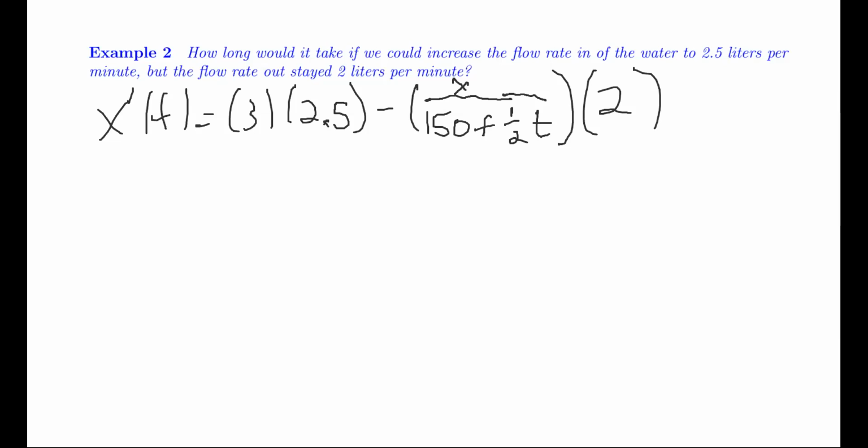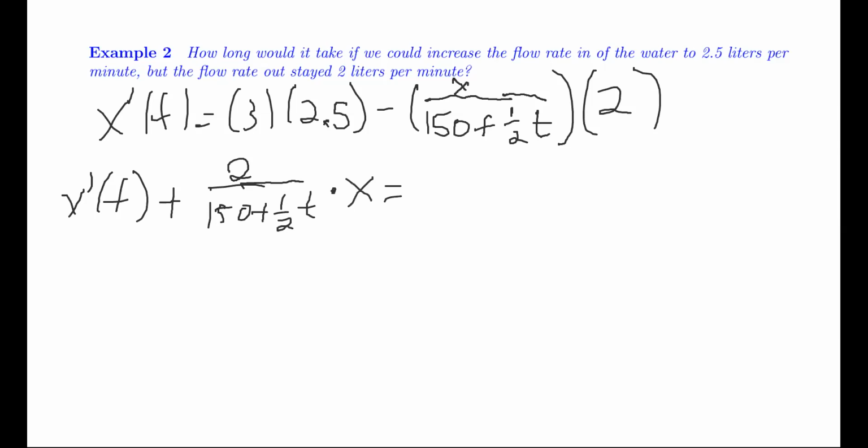Okay, so here's our new equation. This time we notice that it is still linear, but is no longer separable. So let's again use the method of the integrating factor. All right, to do that, we need to rewrite this. This is x prime of t plus 2 over 150 plus 1/2 t times x is equal to 3 times 2.5, which is 7.5.